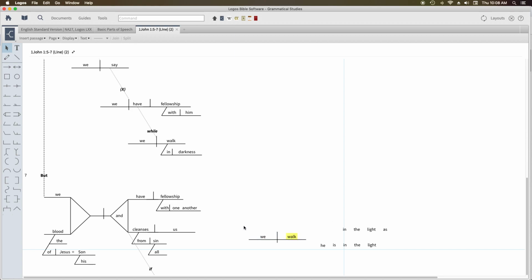And I'm going to go ahead and do all of my modifiers and then just connect it all together. So, if we walk, and in light, so we've got a prepositional phrase. And then we've got the word, the definite article, the, modifying light.